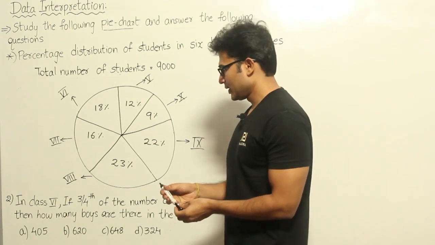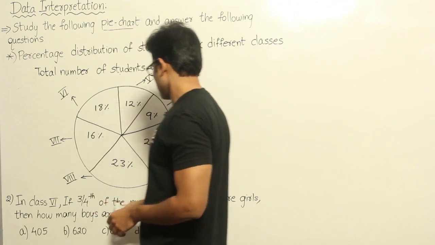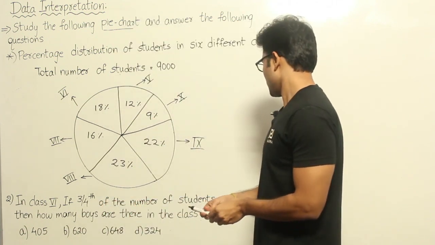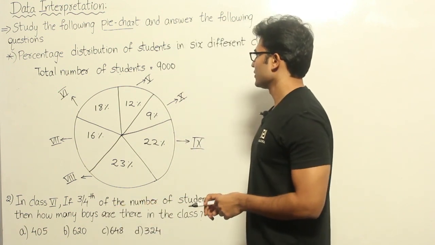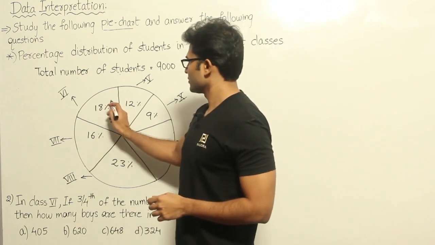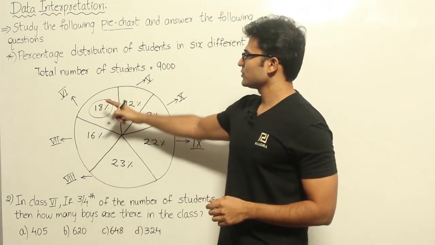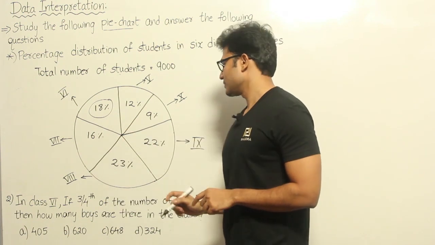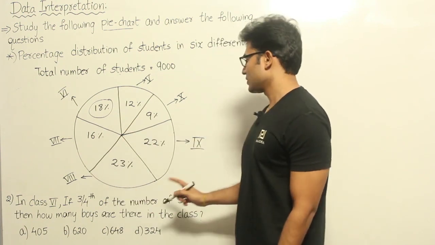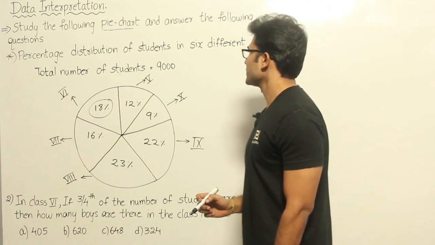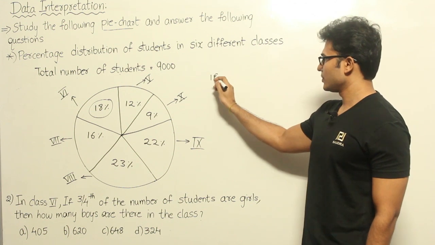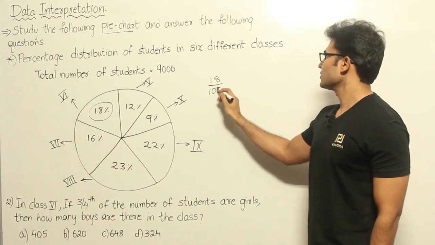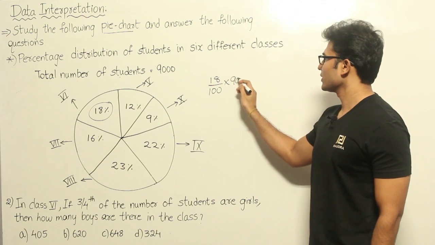Okay. Now the next question on the same data is, in class 6, if 3/4 of the number of students are girls, then how many boys are there in the class? Here 18% of 9,000 students are present in class 6. Out of that, 3/4 of the students are girls, then how many boys are there? So first find out how many students are there in class 6. The number of students in class 6 is 18% of 9,000, right? 18 by 100 of 9,000.